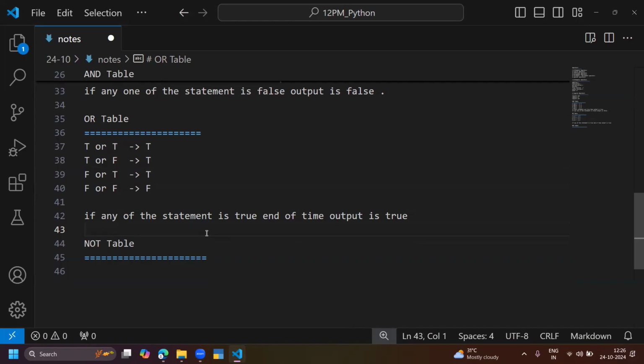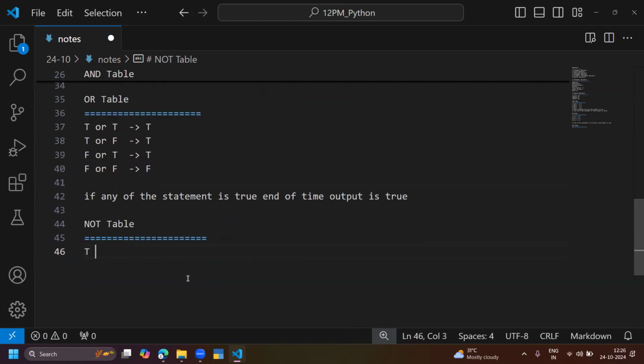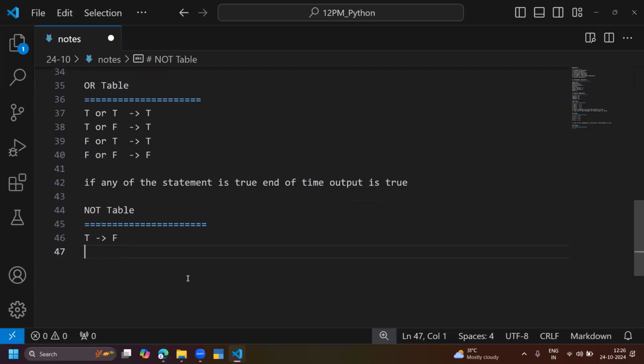Next, we can go with the NOT table. Not true means false. Not false means true. It's a very simple thing: just reverse the values.